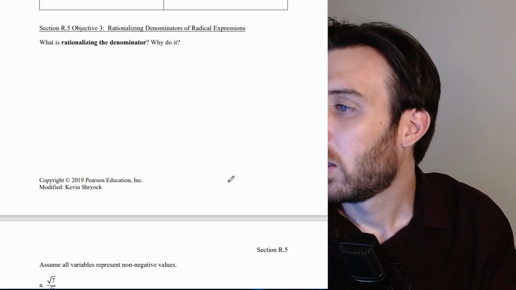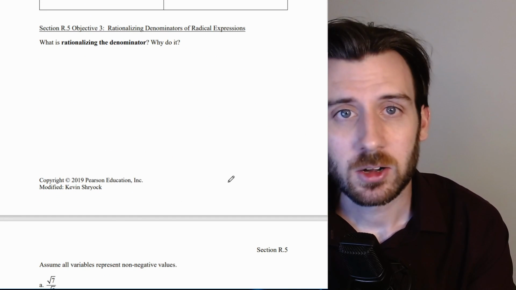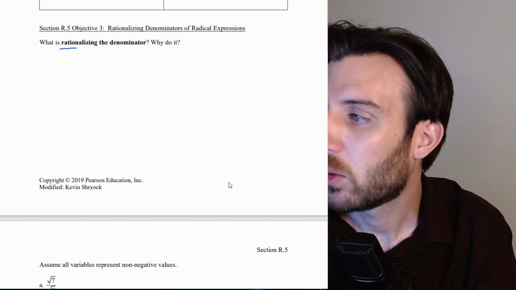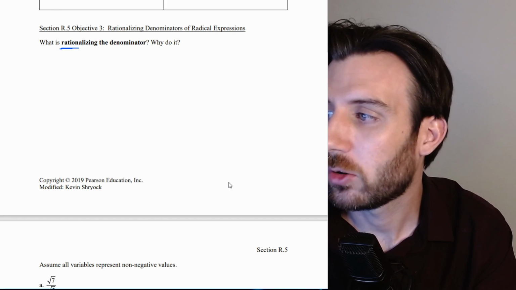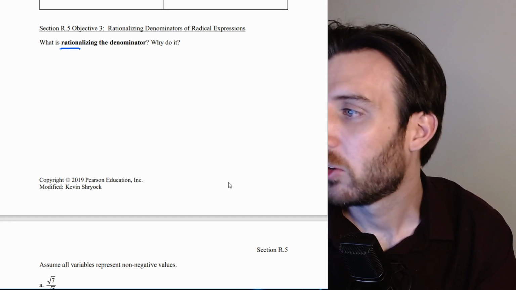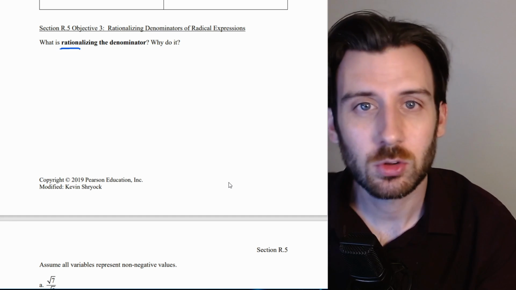Very nice. Let's go into rationalizing denominators. Now, rationalizing denominators, what does that mean? Well, we know that rational, like rational numbers, doesn't mean the numbers that make sense. It means creating a ratio. So rationalizing a denominator means we need to create a ratio.